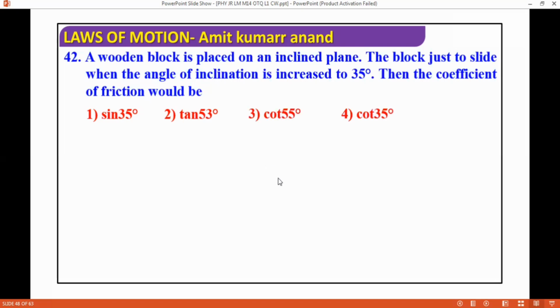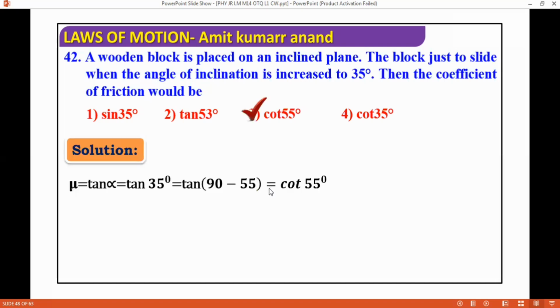Tan theta is equal to what? Mu. Use that concept, you can get the answer. So mu is tan alpha, so tan 35 degrees. Basically, tan 35 is 90 minus 55, that is cot of 55 degrees. Again, this is important because it looks very easy, but it's a very good question.